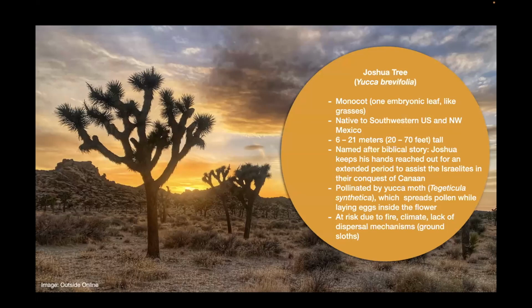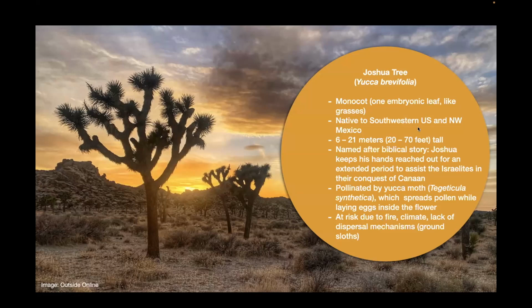And they're amazing. They're just like little humans standing out in the desert, but they can be quite tall. So 20 to 70 feet tall, 6 to 21 meters. They are native to the southwestern US and northwestern Mexico. And they're a monocot. So they have one embryonic leaf as opposed to a dicot, which has 2 embryonic leaves. So similar to grasses.